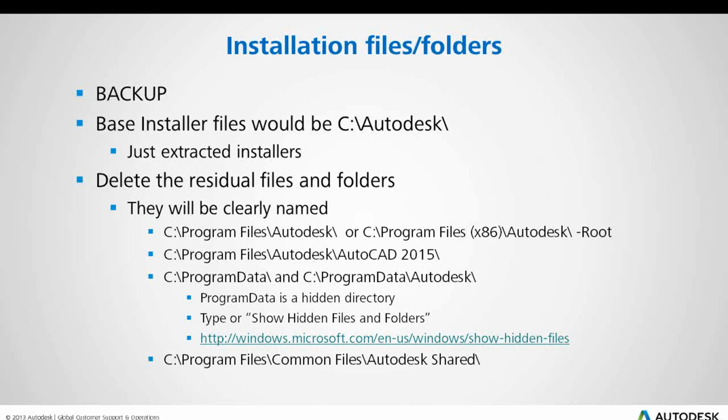And also look under C program files x86. Some stuff gets installed under there, not a whole lot if you're on a 64-bit system. Most of it's coming under C program files, but the program files x86 can have some 32-bit software under it, so you want to check under there too. Again, if you're just doing like AutoCAD 2015 and you have other versions of Autodesk software installed, just delete the AutoCAD 2015 folder. But if you're doing everything, delete the whole Autodesk folder.